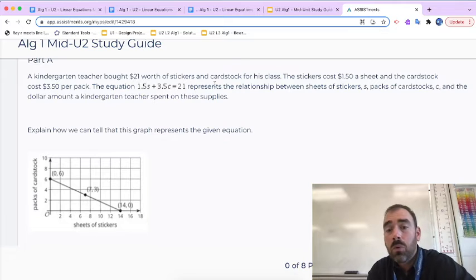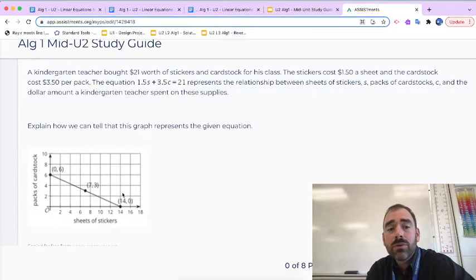So they gave us this whole thing. They gave us an equation. Here's the thing: this 1.5, I don't see that anywhere in the graph. This 3.5, I don't see it anywhere in the graph. The 21, I don't see that number anywhere on the graph. So how is this equation being represented here?